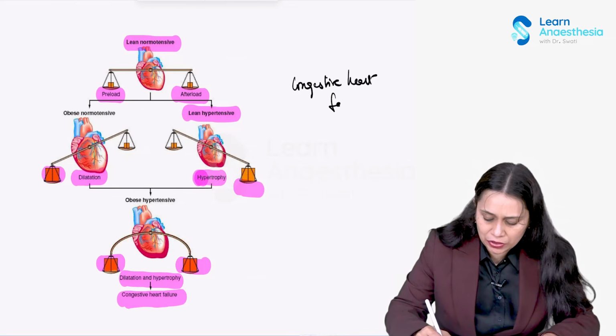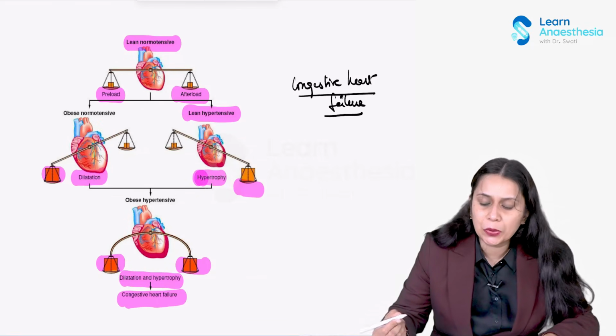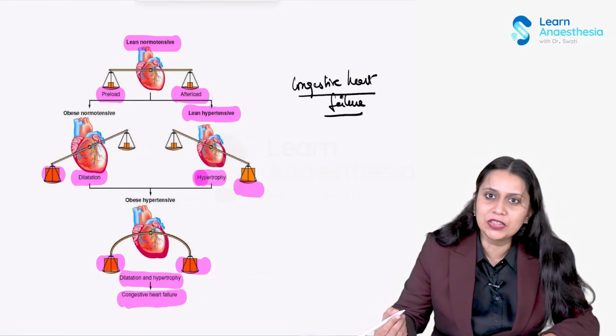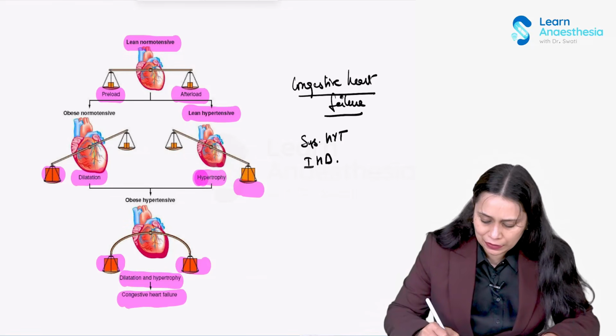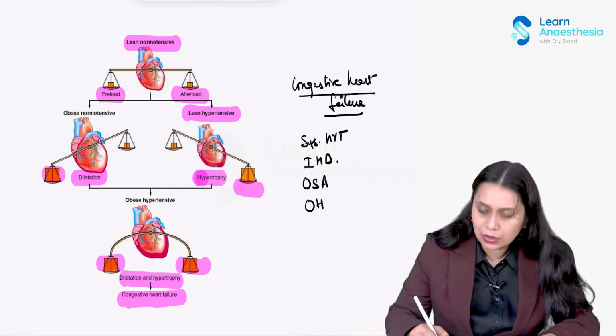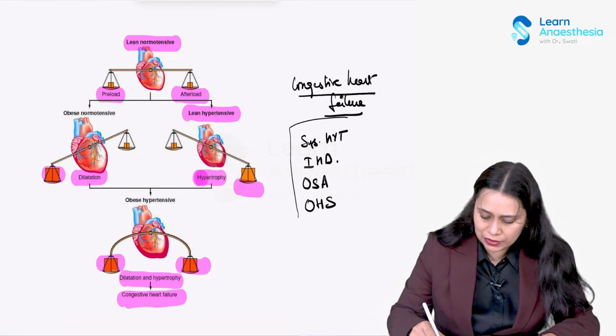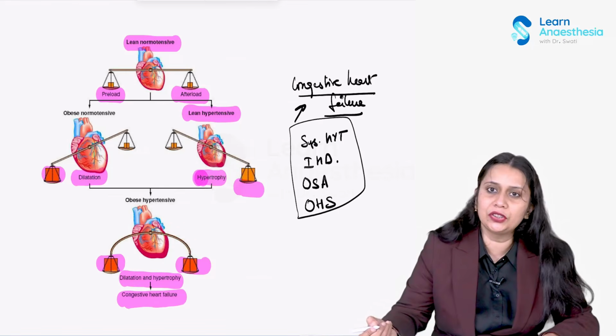This congestive heart failure can be more exaggerated by the comorbidities present in obesity, like systemic hypertension, ischemic heart disease, obstructive sleep apnea, obesity hypoventilation syndrome. So all this would further deteriorate the condition of the heart.